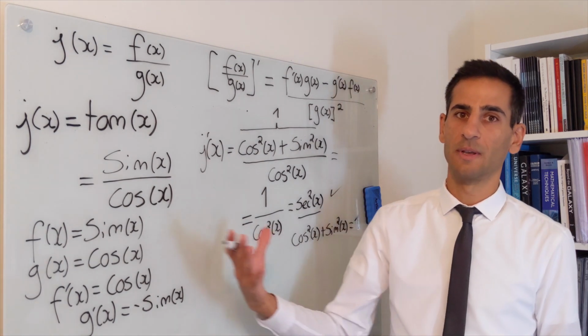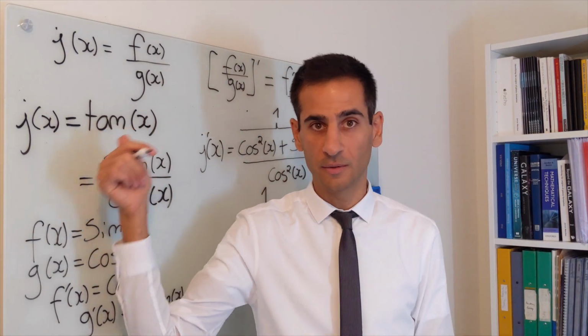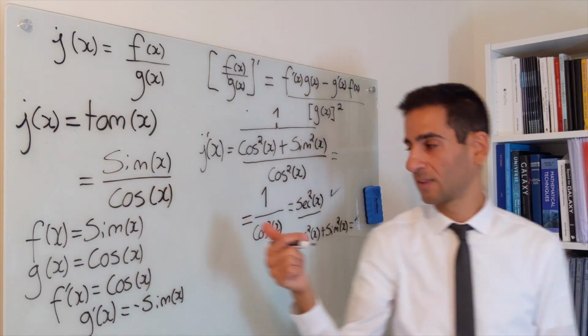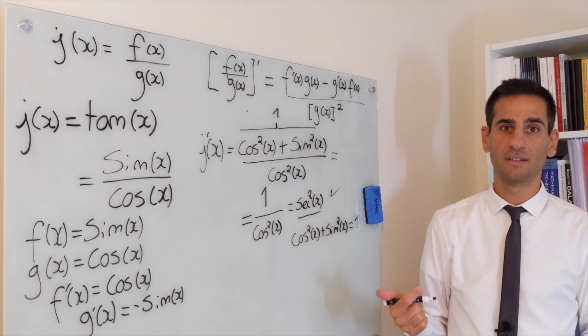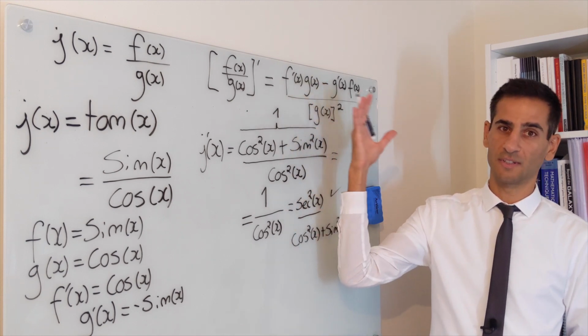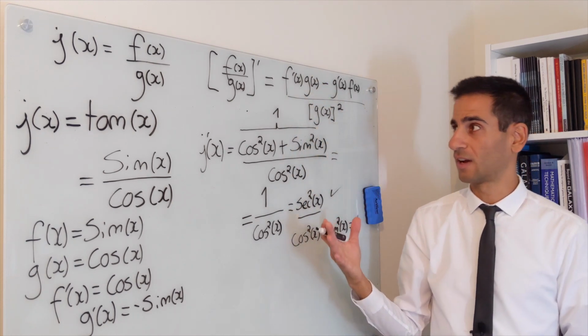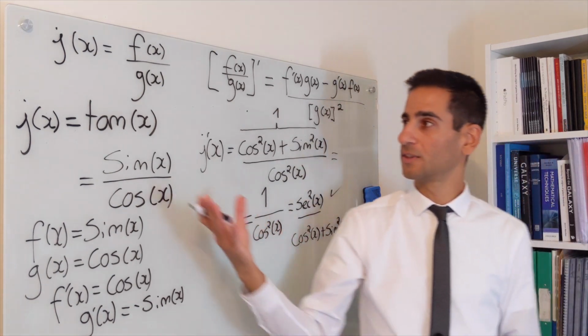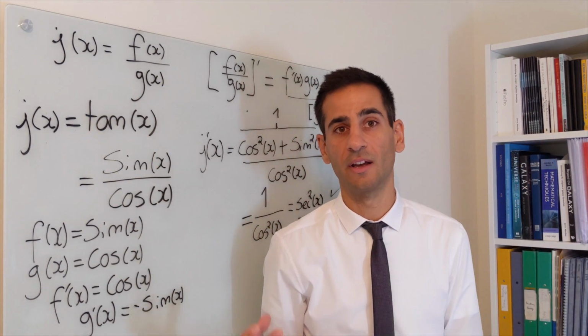Of course, maybe you already know that the derivative of tangent of x is secant of x to the power of 2. But in this case, this was a nice demonstration of how you can use the quotient rule, even when a function doesn't look like a quotient.